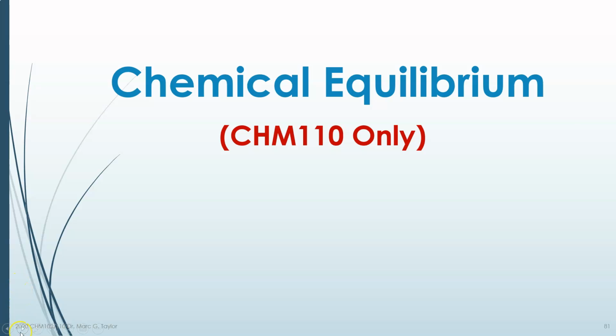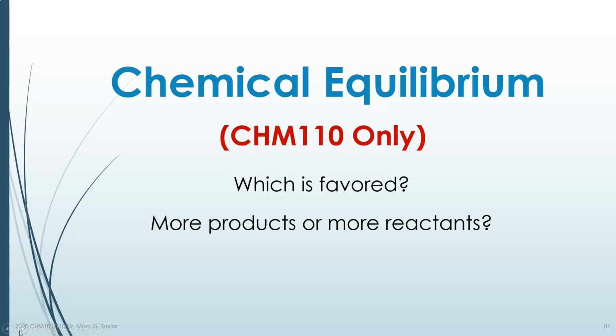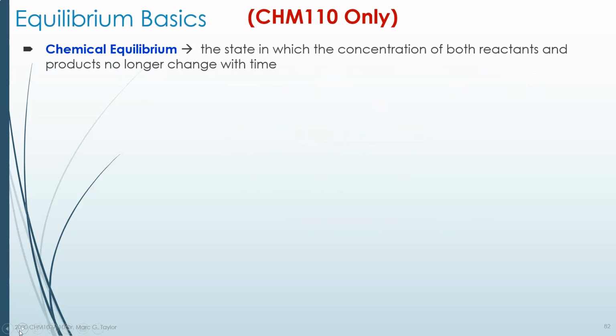Chemical equilibrium. So chemical equilibrium allows us to look at a chemical reaction and decide which is favored. Will we get more products or will we have more reactants after we let the reaction go for a while? So let's talk about some basic terms.